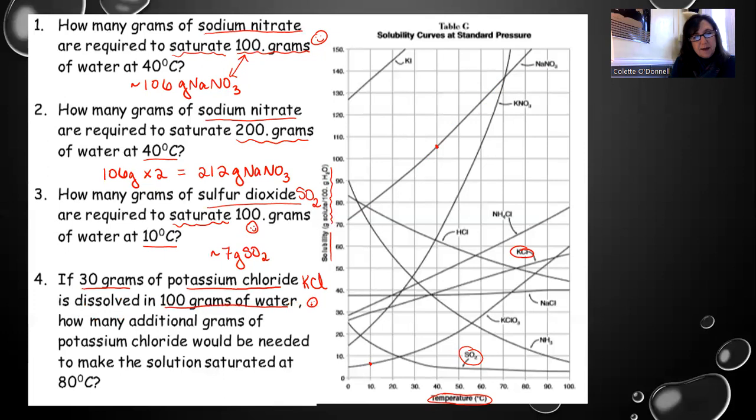Oh, that makes me happy. I can just read the graph. How many additional grams of potassium chloride would be needed to make the solution saturated at 80 degrees Celsius? So I'm hoping the first question you might be asking yourself is, well, gee, how much does fit into a saturated solution at that temperature for that substance? So now I'm going to come over here to my 80 degrees.